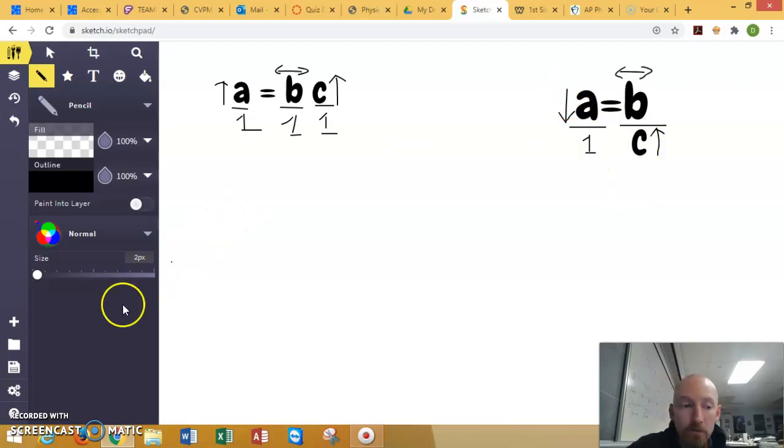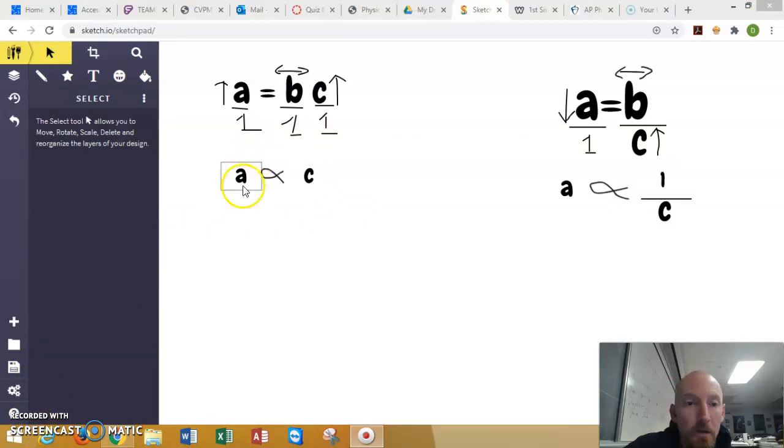So what we can do here is, because B is constant in both, it's a constant. It's like if you're doing a lab, you have to leave certain things constant because you're testing other things. B in both cases is constant. We can say that A is proportional to C. Whatever happens to A is going to happen to C. Here, A is proportional to 1 over C.